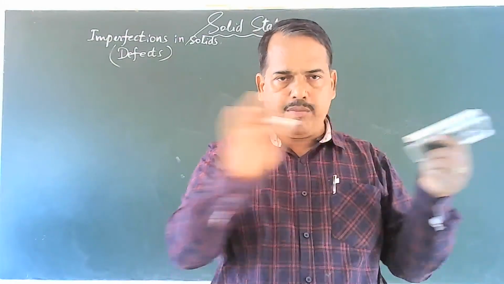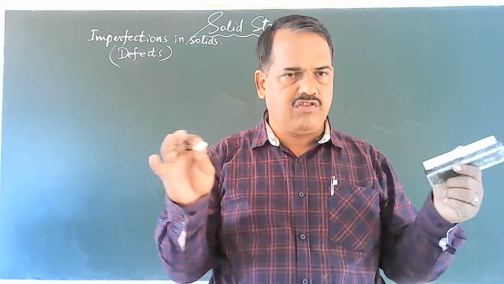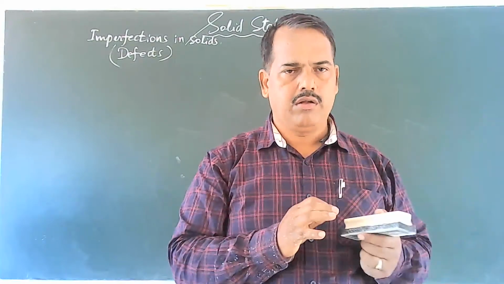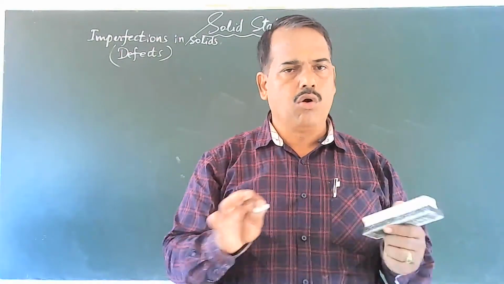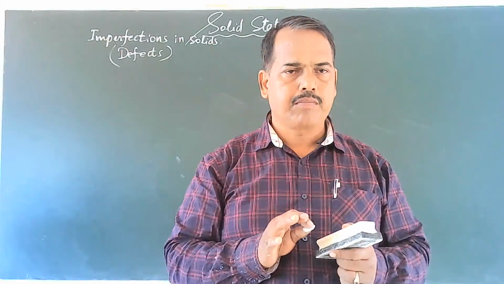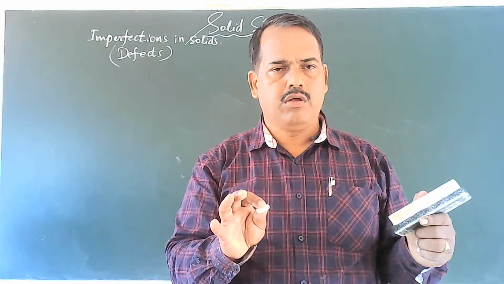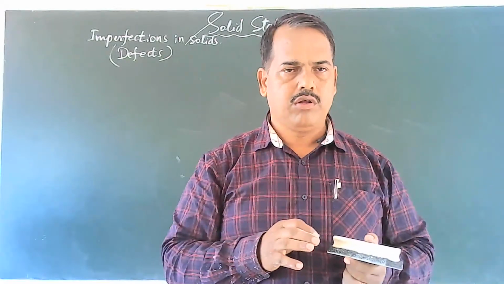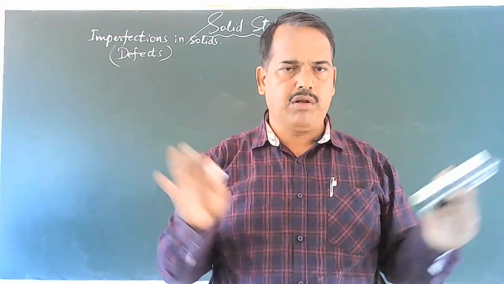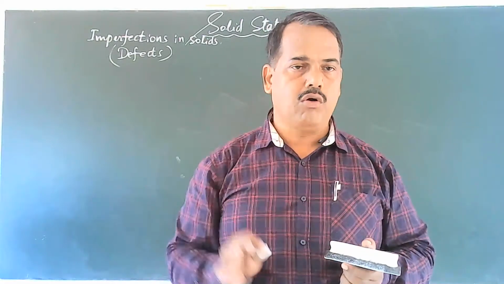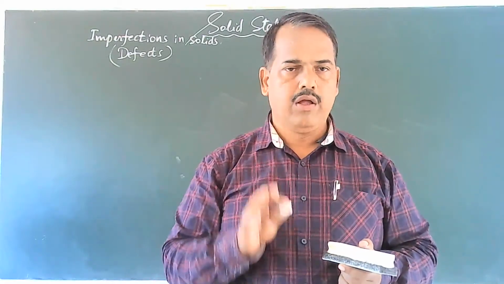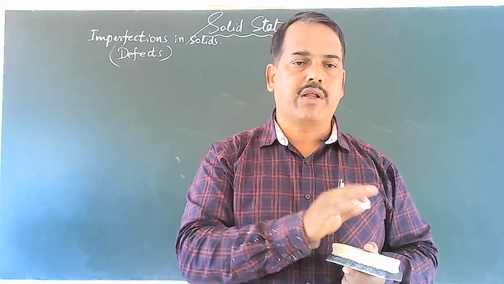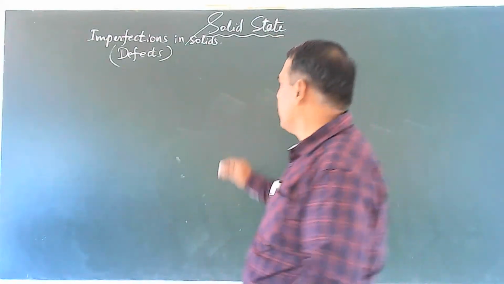So in this, while the particles are arranging, the arrangement is a little bit different. No doubt, the overall arrangement is the same. In the cavities, in the spaces, certain particles enter, and such a phenomenon is called imperfections or defects in solids. There are two types of defects. One is point defect, another one is line defect.